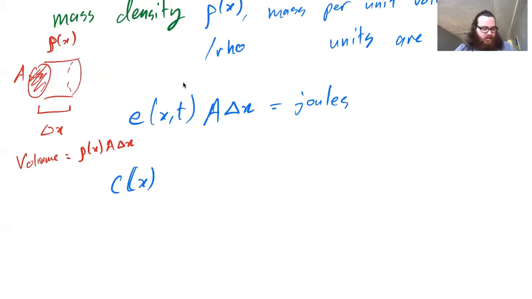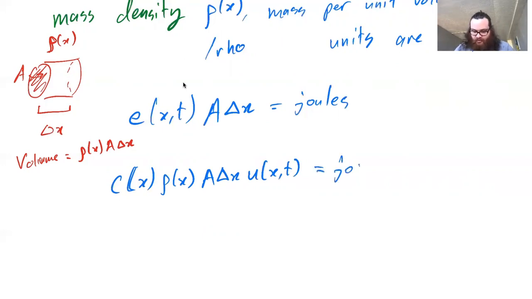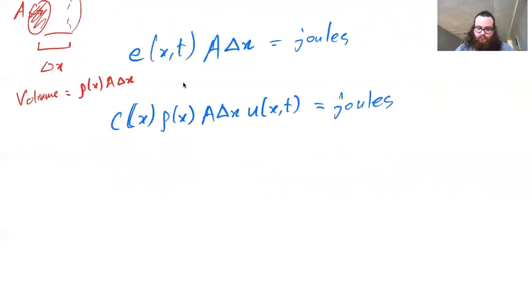So specific heat has units joules per mass. If we want to get rid of that mass in the denominator, we need to multiply by rho of x, density times volume. It also has temperature in the denominator, so we're going to multiply by the temperature of our material in space and time. We do the dimensionality analysis, things cancel and we're left with joules.